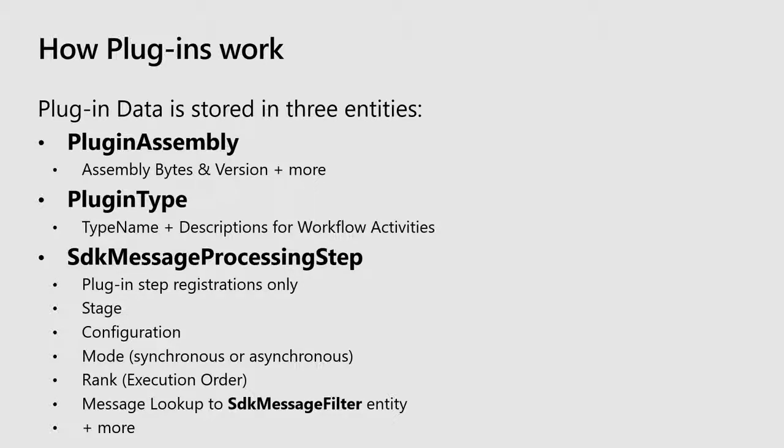So I mentioned the SDK message processing entity. The other thing to keep in mind about how plugins work is when you use the plugin registration tool and you upload an assembly, that is going to get stored in the plugin assembly. So it's going to have the assembly bytes, the version, all the information about the assembly. The plugin type includes all of the classes that implement IPlugin or the workflow activity class. So these all are stored in plugin type. And then when you have plugins, not workflow activities, but plugins, the SDK message processing step registration keeps all the information about the stage that it's to run in, any configuration data that you pass to it, whether it's synchronous or asynchronous.